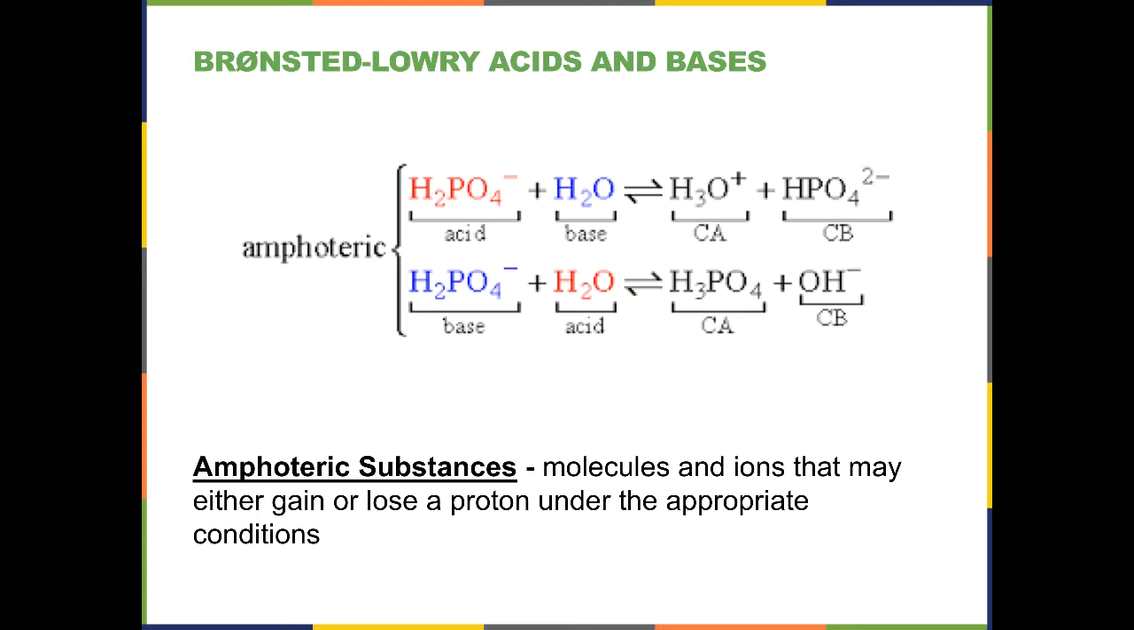In the top equation, the hypophosphate ion is acting as an acid in that it donates a proton to water to form HPO4 2- and the hydronium ion. In a different set of circumstances, the same hypophosphate would gain a proton and become phosphoric acid and the hydroxide ion. So an amphoteric substance is a substance that can swing either way. It can either be an acid in one set of circumstances or a base in another set of circumstances.